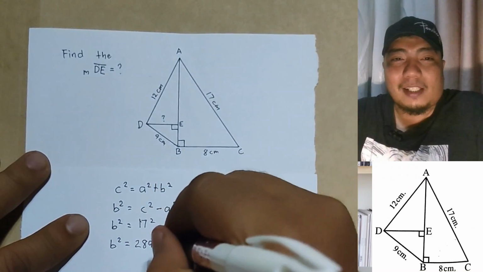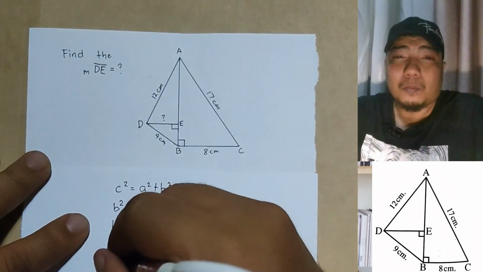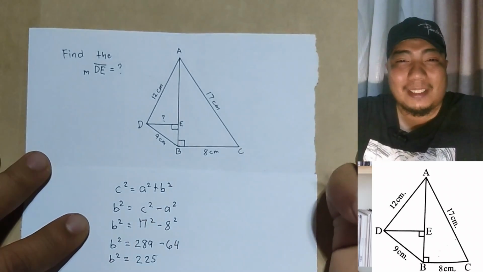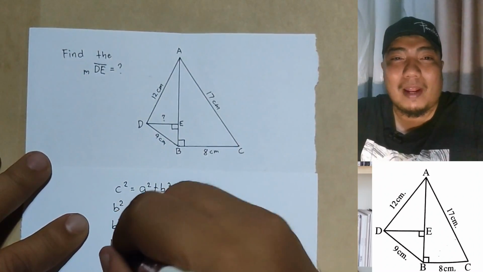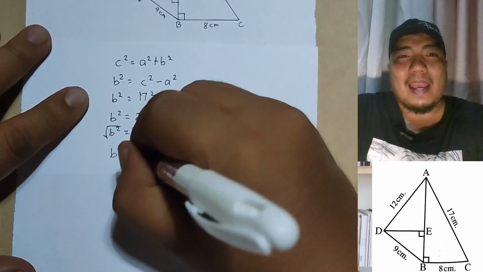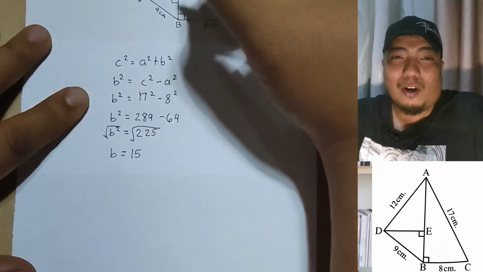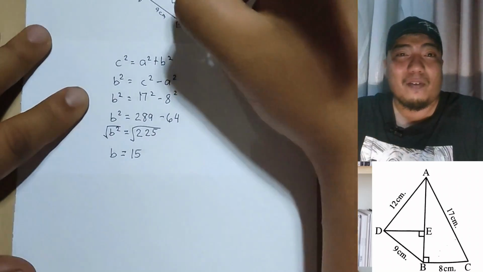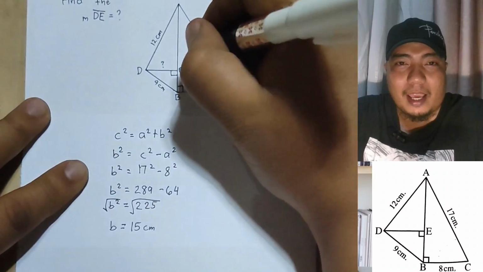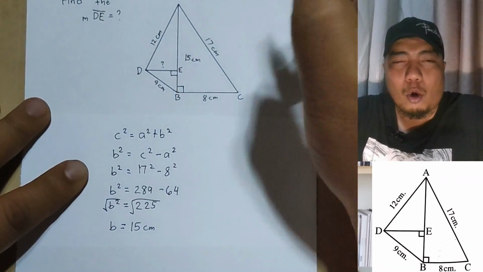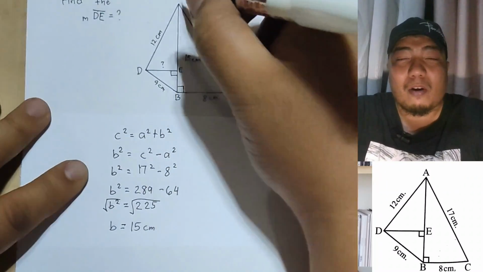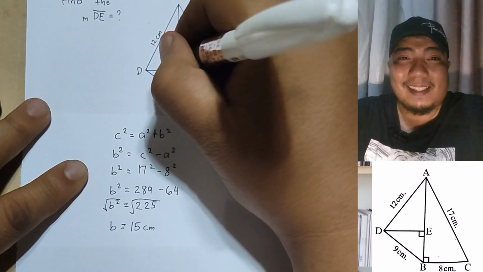So doing this, we would have b squared is equal to 289 minus 64, and if we subtract that, we will have a result of 225. So having this, if we get the square root of 225, we have the value 15. As you can see, our line segment or the side AB there will be 15 centimeters. But that doesn't answer our problem because we are tasked to find the measurement of line segment DE.